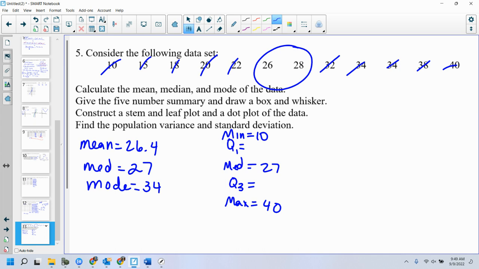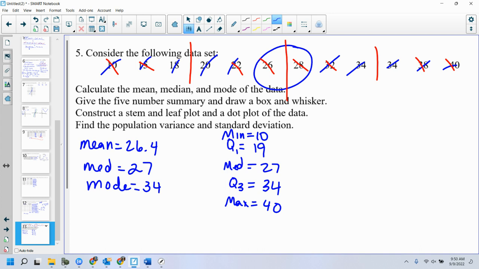So I got to find the median. Now remember, the median was here, right? So that means I'm still going to use 26 and 28 to find my new first quartile. So right here, 19. There's my Q1. And then I do the same thing for finding Q3. 34. There's my 5-number summary: 10, 19, 27, 34, and 40.